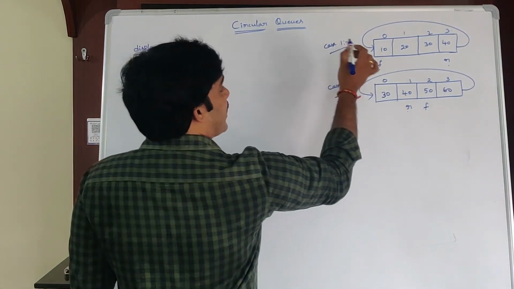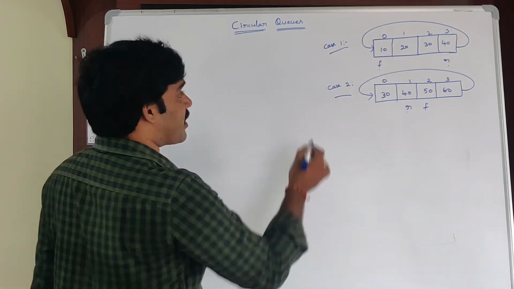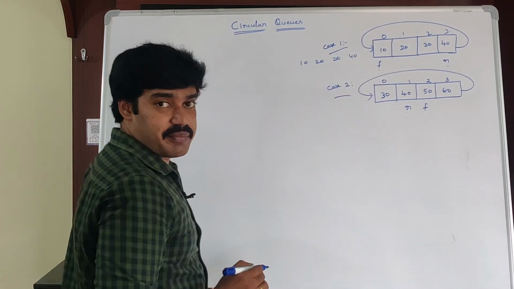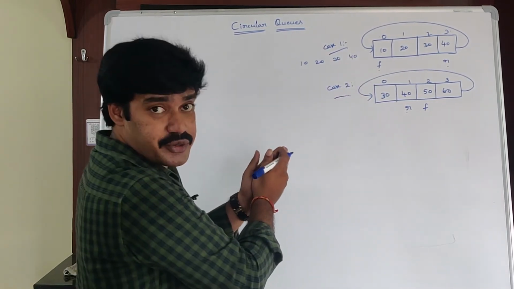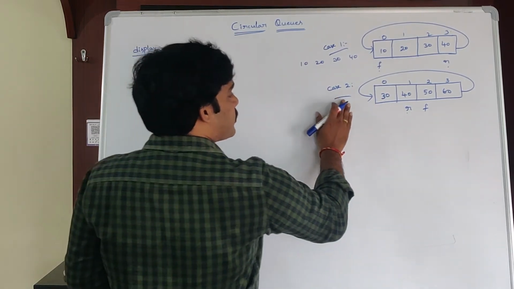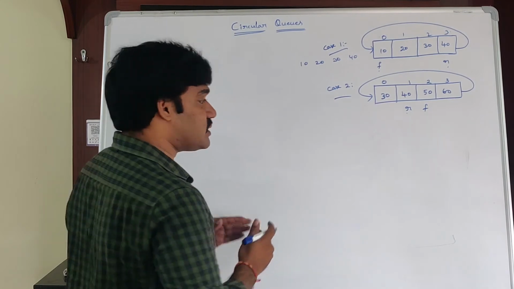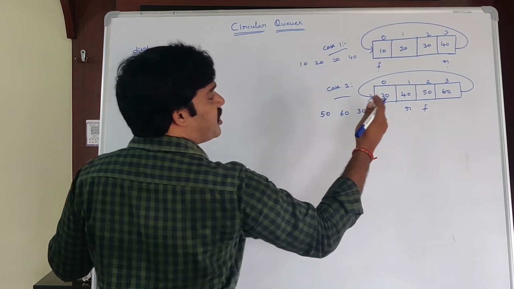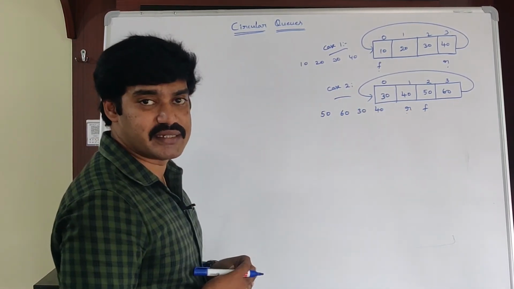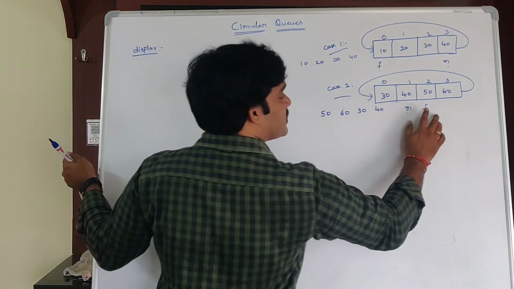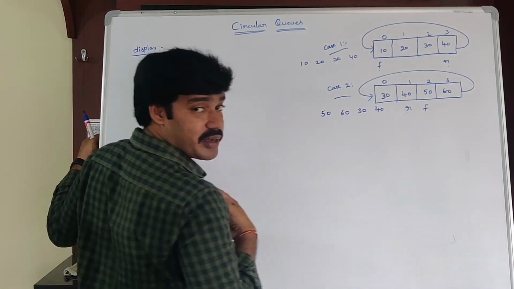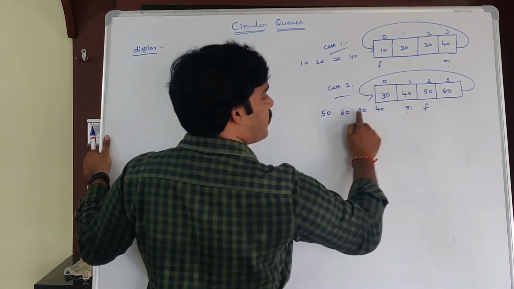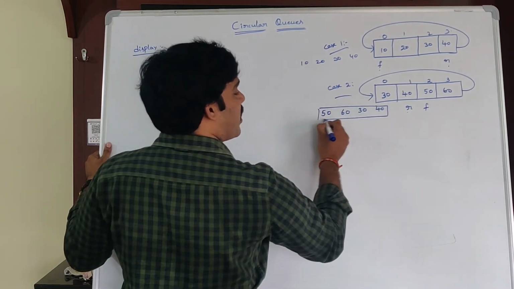Okay. Here coming to case 1, what are my circular Q elements? 10, 20, 30, 40 are my circular Q elements. That means the elements starting from the front to the rear are my circular Q elements. Whereas coming to case 2, what are my circular Q elements? 50, 60, 30, 40 are my circular Q elements. Why? Because the elements starting from the front pointer are my circular Q elements. So the element that starts from front is 50, 60, next 30, 40 are my circular Q elements in this particular case.